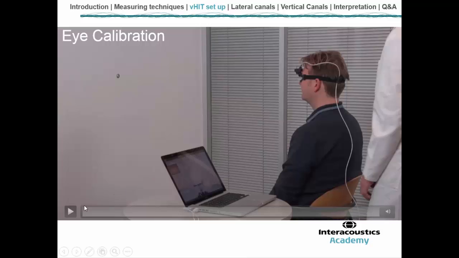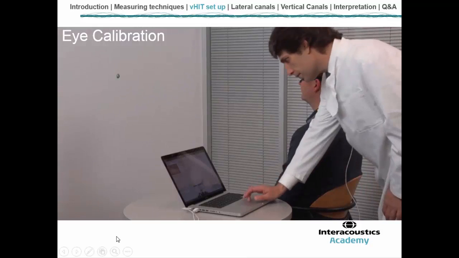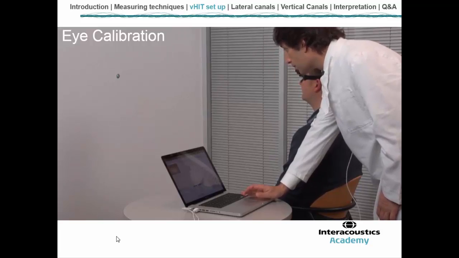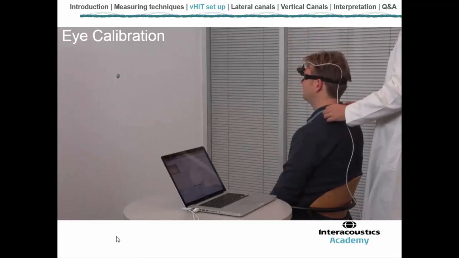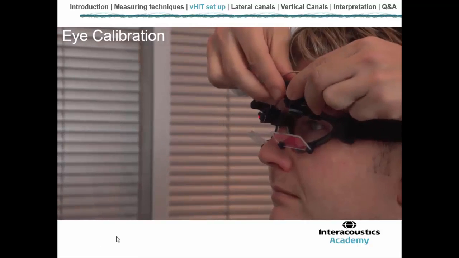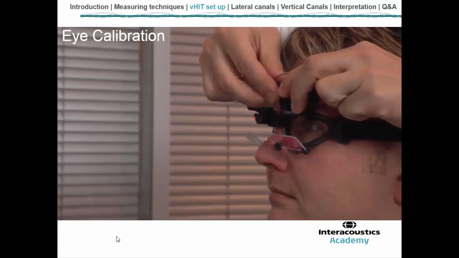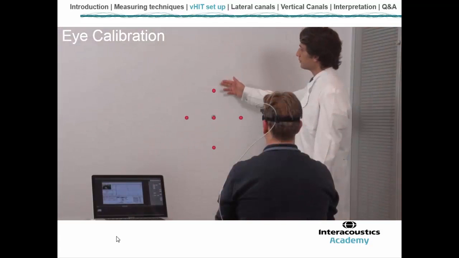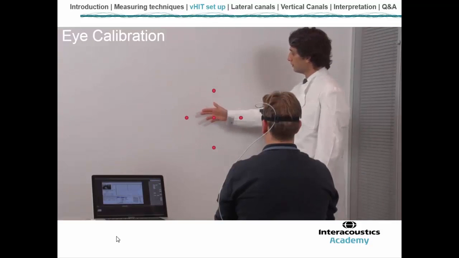What we'll do is, if we press play, we're going to have the doctor put the camera into calibration mode. That's going to then produce a laser which is going to project onto the wall. He's just adjusting the camera here, and then what you want to do is adjust the laser so that the center dot is looking at the green target on the wall.